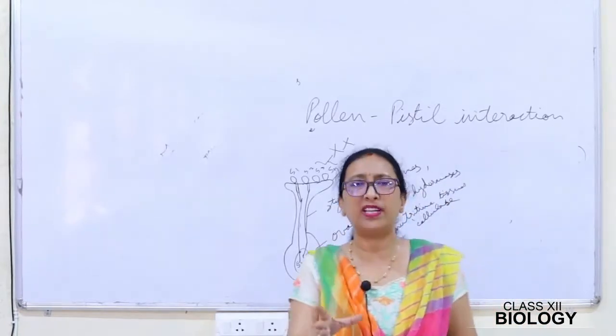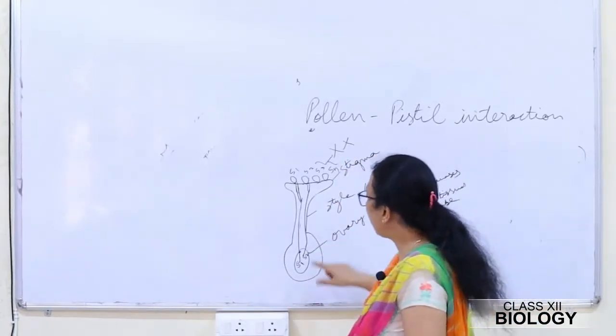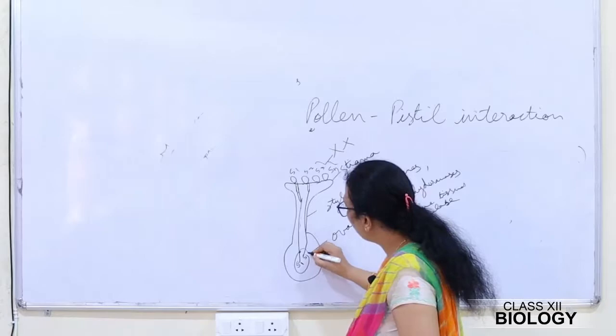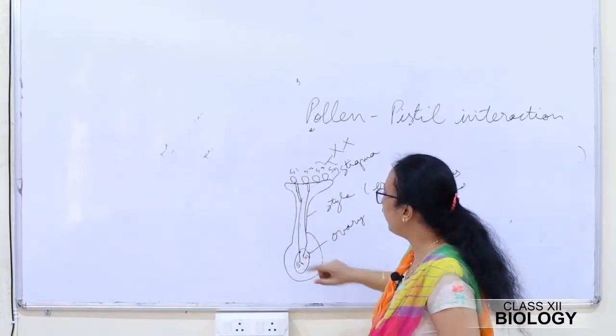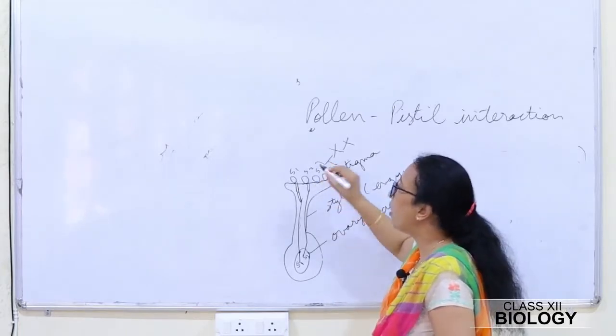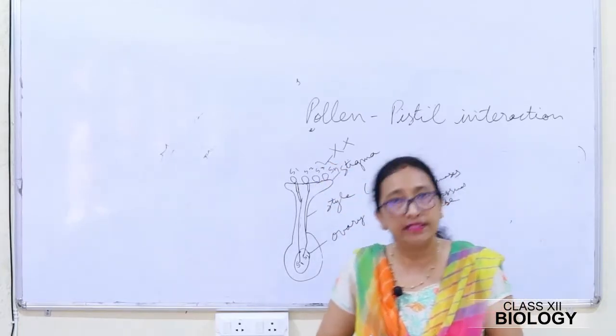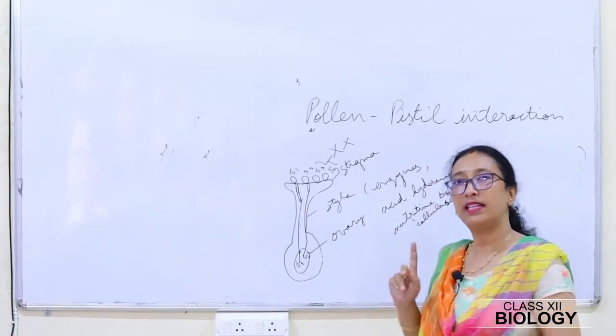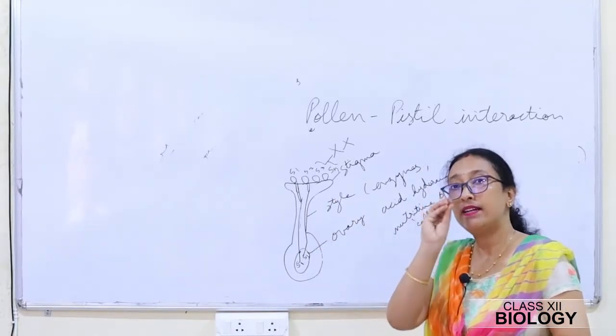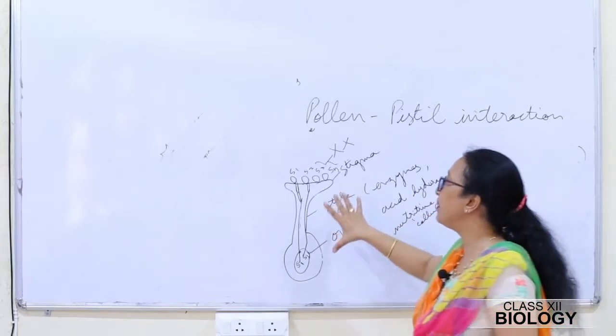Sometimes it is very, very specific. It will only be S1. This is also S1 and this is also S1. It is so specific that it recognizes the pollen grains, so it will not allow any other pollen grain to germinate. That is the pollen pistil interaction. The pollen is being recognized by the pistil.